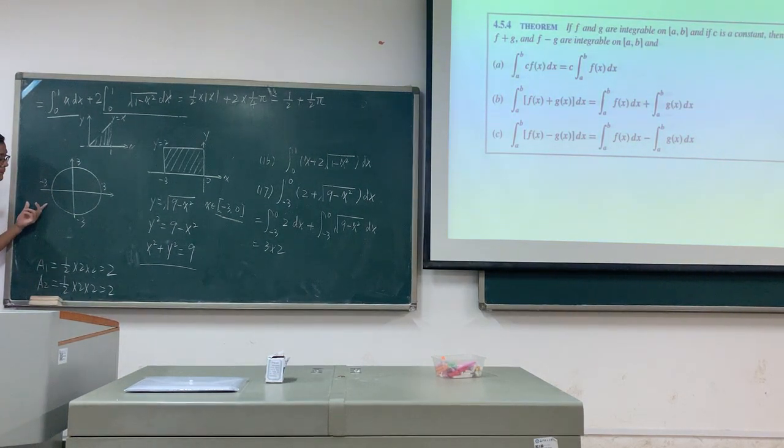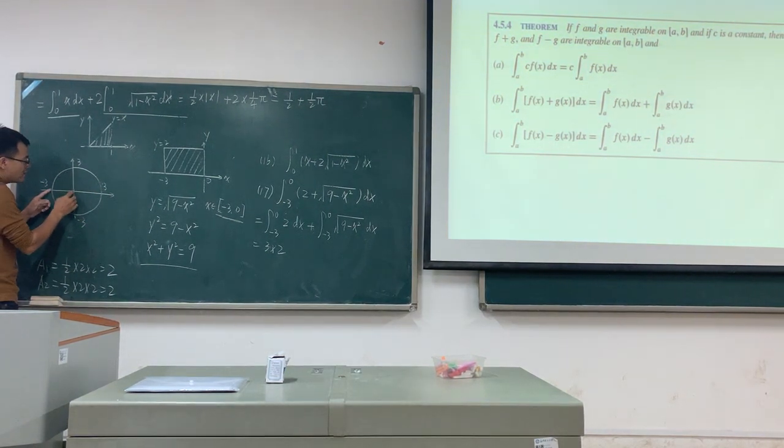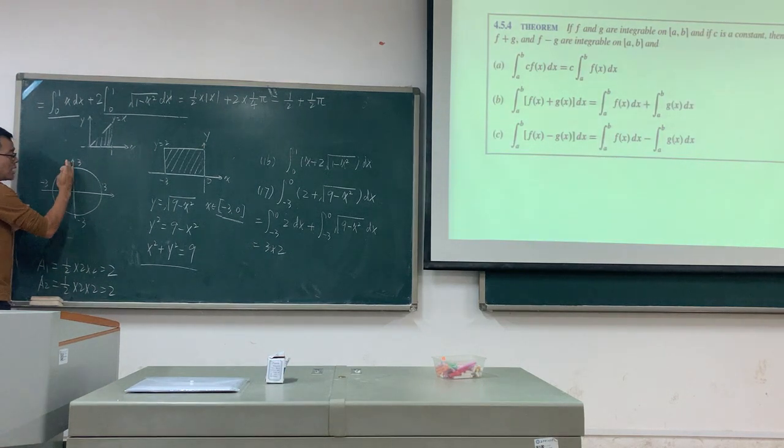Which part? X negative, so x actually is on the left. And y is positive, so y actually is up. So actually it is this part, yeah? This part, yeah? So what's the area of this part?